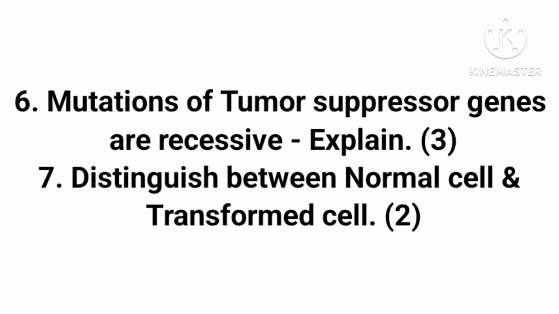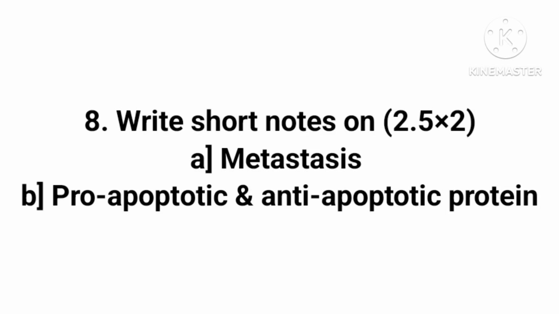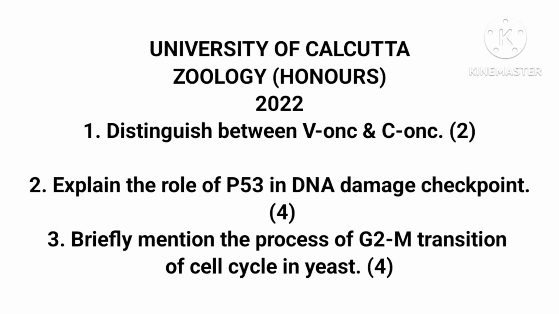In a tabular form, write short notes on metastasis and pro-apoptotic anti-apoptotic protein. Normally short notes carry 2.5 marks and it needs proper explanation with diagram, so be careful about that. And make the answers like carrying 3 marks. It will give you a better impression. Now questions from the year 2022.